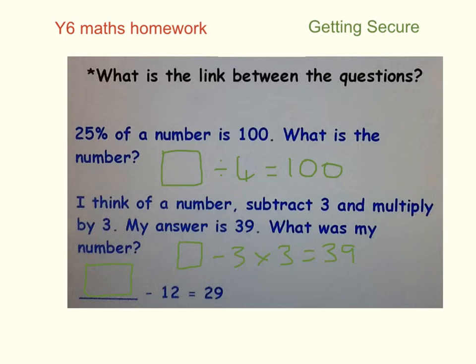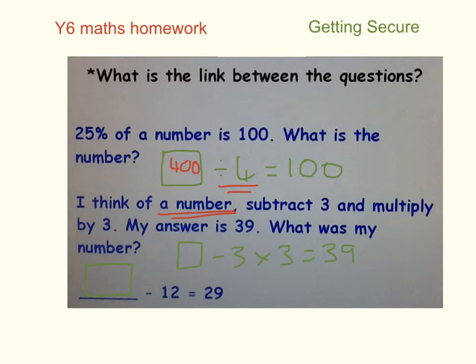For the first example, 25% of a number is 100, so if I divide by 4, that's the same as finding 25%. So the number that I am looking for is the one that I start with, which is 400. Similarly, on the second example, I think of a number, it's the number that I start with that I'm looking for. I subtract 3 and I multiply by 3 to get to 39.